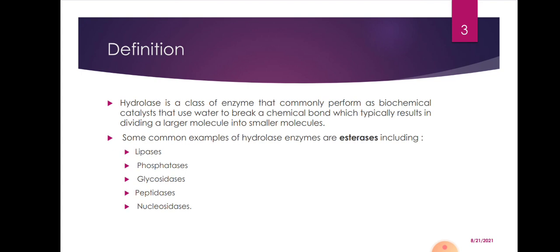Definition: hydrolase is a class of enzymes that commonly perform as biochemical catalysts that use water to break a chemical bond, which typically results in dividing a large molecule into smaller molecules. Some common examples of hydrolase enzymes are esterases, which include lipases, phosphatases, glycosidases, peptidases, and nucleosidases.